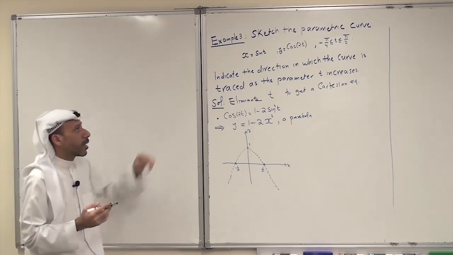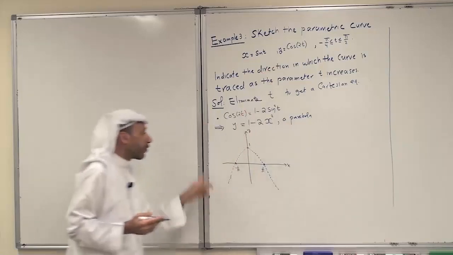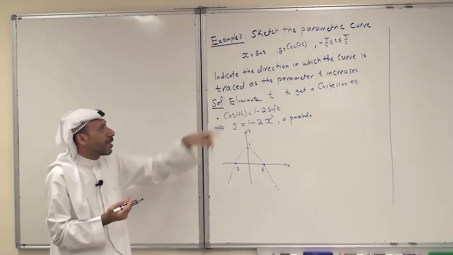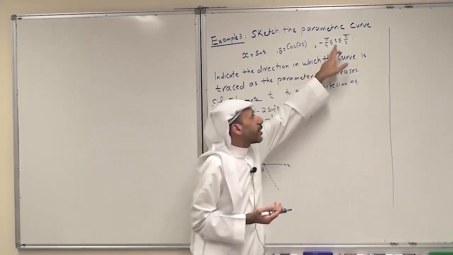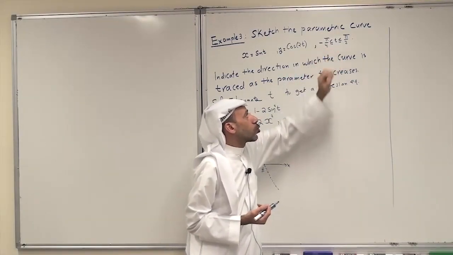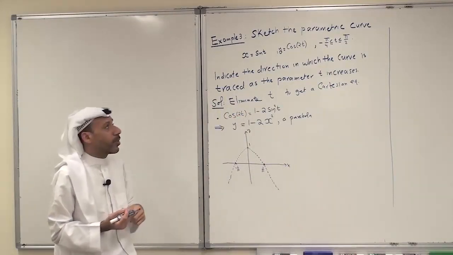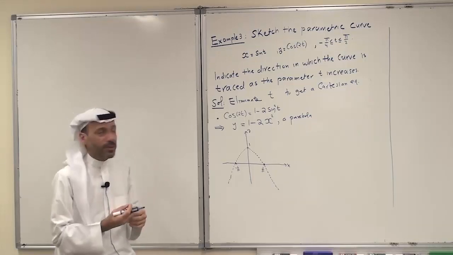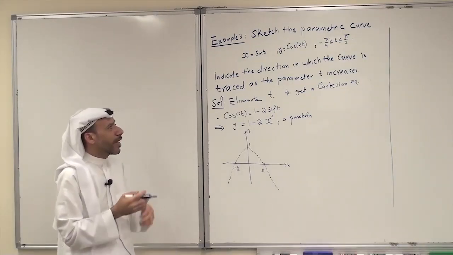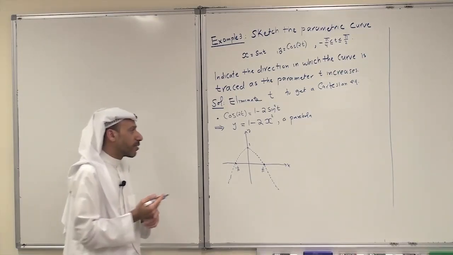Now, we ask ourselves, is the graph of the parametric curve the full parabola or part of the parabola? For that, we look at the interval of t, which is from minus pi over 4 to pi over 2. So there is an initial point and a terminal point. We try to sketch some points to see which part of the parabola is the parametric curve, and also to see the direction on the curve.